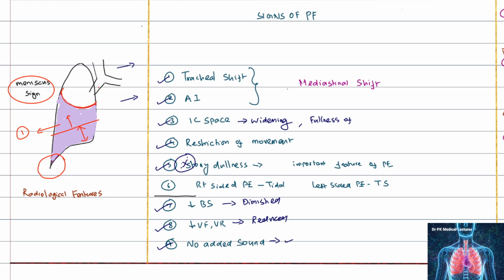So the radiological features of pleural effusion are: number 1, homogeneous opacity; number 2, obliteration of costophrenic angle; number 3, mediastinal shift; number 4, the opacity is more radiodense in the lower part of the lung; and number 5, meniscus sign.